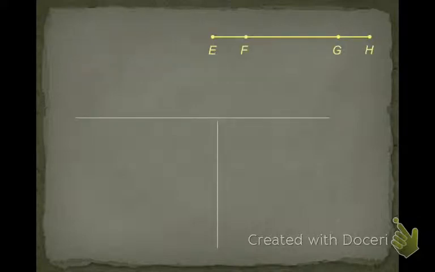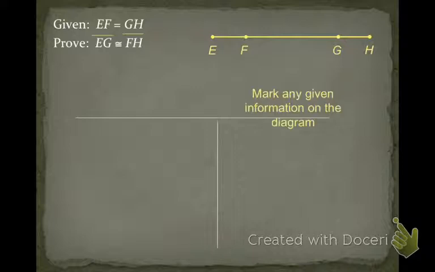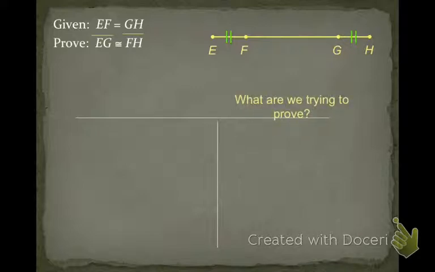First example here, we've got a line segment and some given statements. We know that segment EF is equal to segment GH, and we want to prove that segment EG is congruent to segment FH. And we'll start by marking the line segment with the markings indicated by our given information. So the distance EF is equal to the distance GH. What are we trying to prove? We want this segment EG congruent to FH. So how can we prove it?